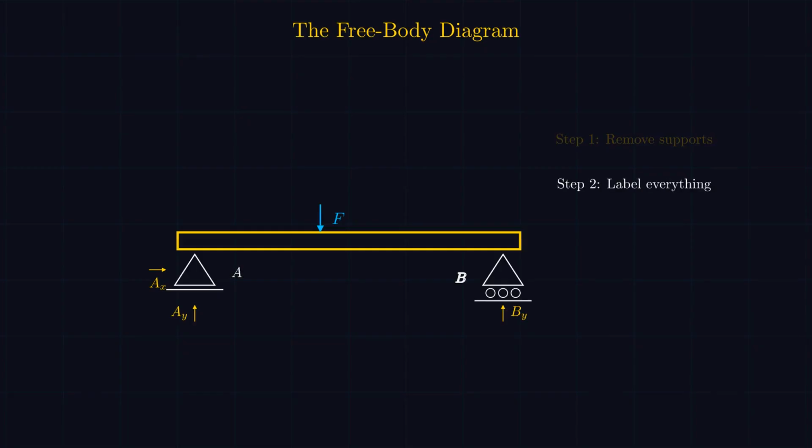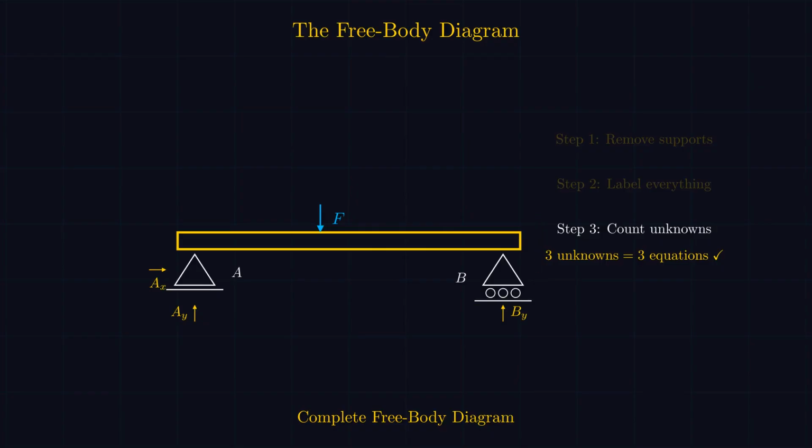Step 2. Label every point and every force. No ambiguity. Step 3. Count your unknowns. 3 unknowns, 3 equations. We can solve this. Once all forces are visible and labeled, you have a complete free body diagram. This is the foundation of every problem we'll ever solve. Now let's put everything together in a full worked example with real numbers.